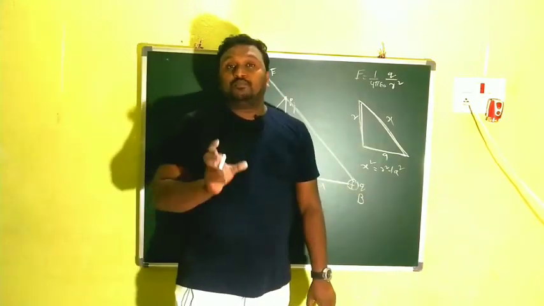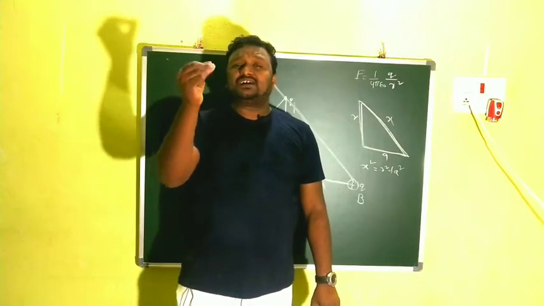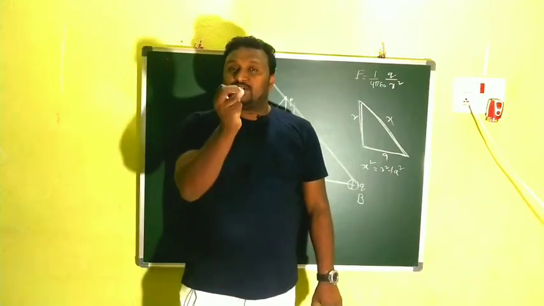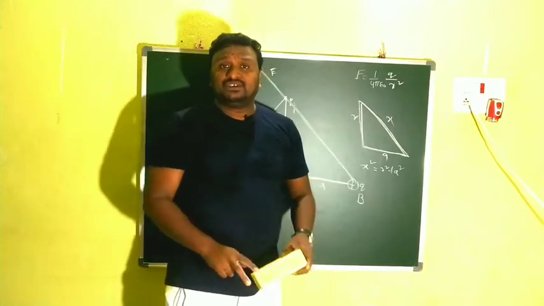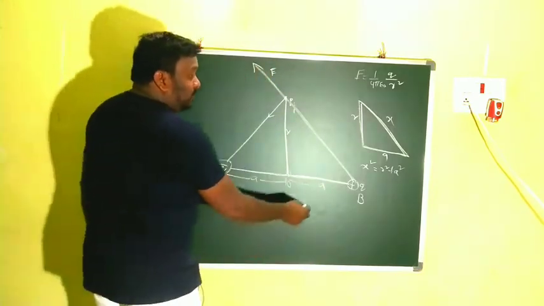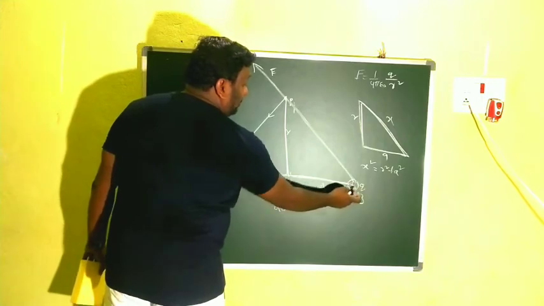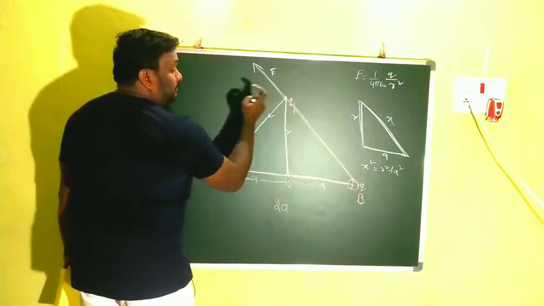Children, very important diagram. The entire concept is only in the diagram. If you can understand the diagram very clearly, the derivation is very simple. Clear? So in this case what I am telling, we want to find out the distance from plus q charge to the P.